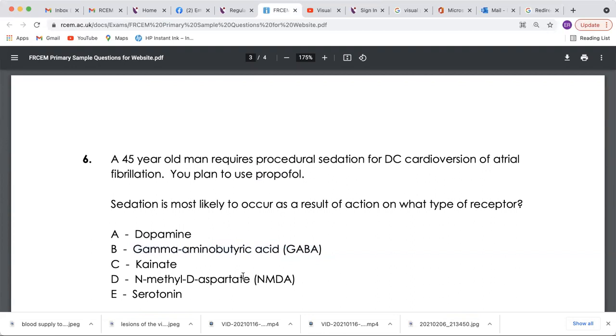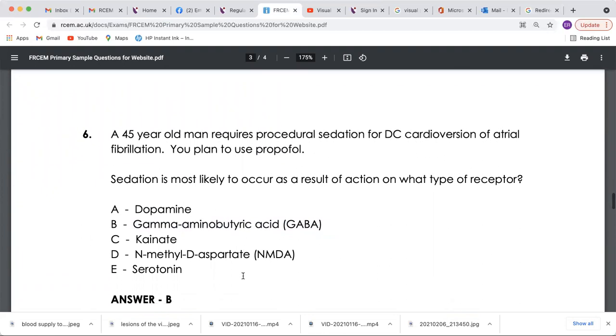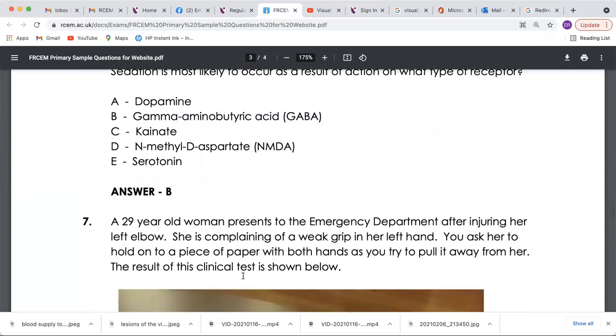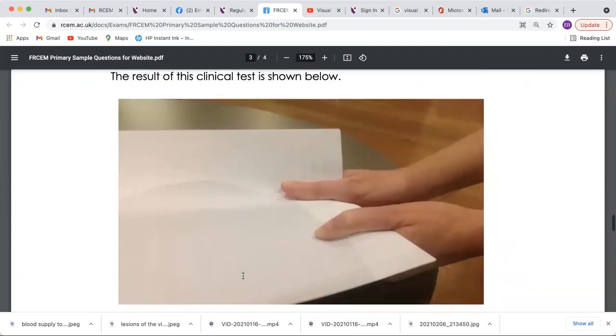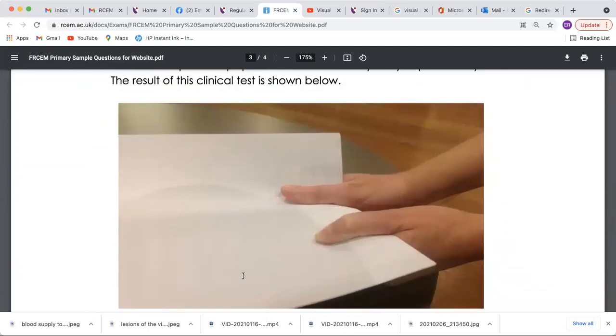We just need to know the pharmacology of sedative or anesthetic drugs. Let's move on to the next. Right. Question number 7, another question with imaging. So what do you see in the images?